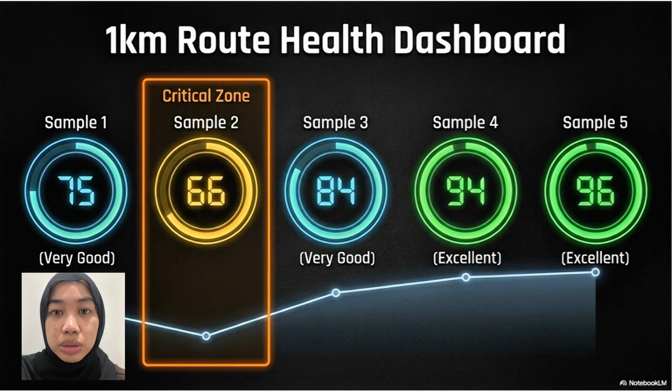Sample 3 bounces back up to very good with a score of 84. For samples 4 and 5, both show optimal pavement health, scoring 94 and 96 respectively, placing them in the excellent category. In conclusion, while the majority of this 1 kilometer route is in great shape, our primary maintenance focus moving forward should be directed at sample unit 2 to prevent further deterioration.